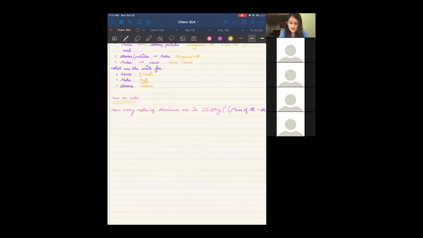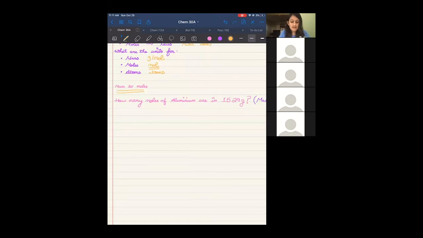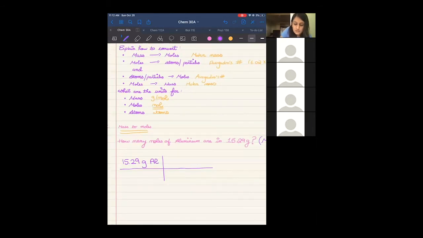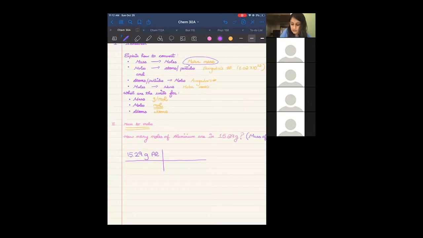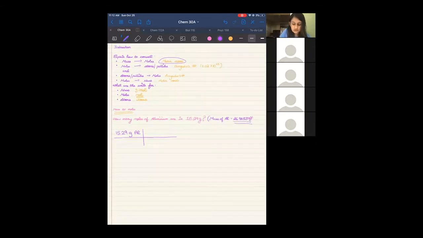Okay, so the question is asking how many moles of aluminum are in 15.29 grams, right? So first we put 15.29 grams of aluminum. So now we are going from mass to moles, right? If you look here, we said we need the molar mass for that, and the molar mass is given. I just provided it to you.